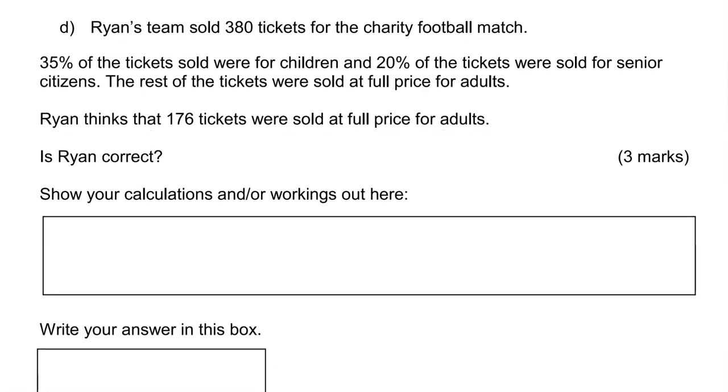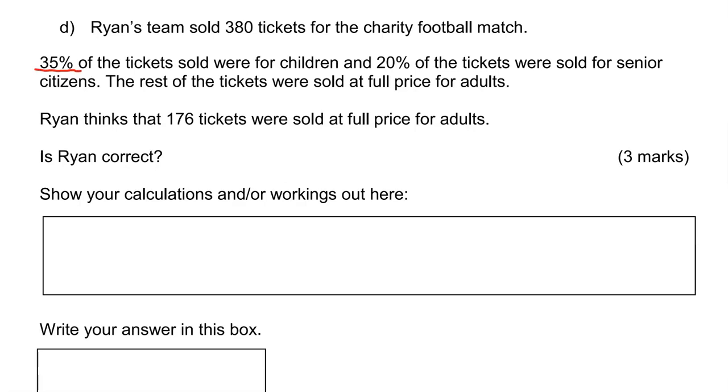Ryan's team sold 380 tickets for the charity football match. 35% of the tickets sold were for children and 20% of the tickets sold for senior citizens. The rest of the tickets were sold at full price for adults. Ryan thinks that 176 tickets were sold at full price for adults. Is Ryan correct? Show your calculations and the workings out here.